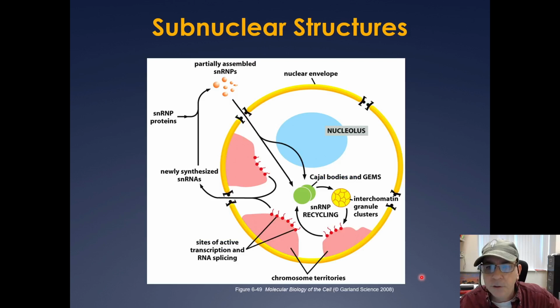Here's another schematic of that. You have your nucleolus and your Cajal bodies. We'll cover the Cajal bodies later, but you also have these interchromatin granule clusters, and sites of active transcription and RNA splicing. The newly synthesized RNAs get put out, as are the snRNAs, which then become snRNPs, and they're brought back into the nucleus, into the Cajal bodies.